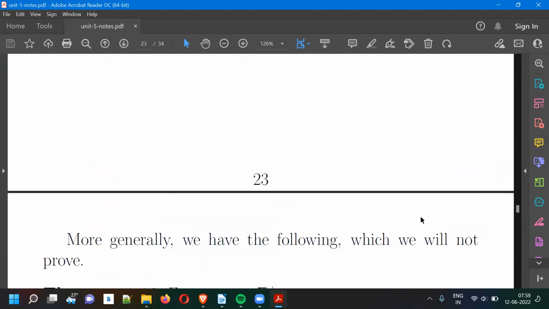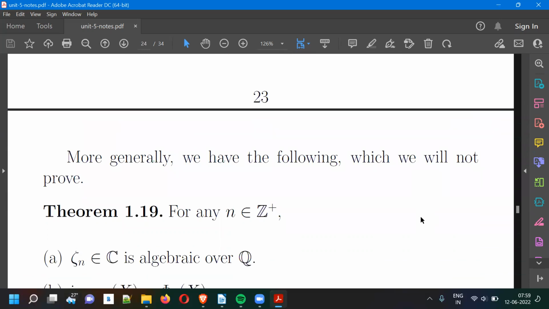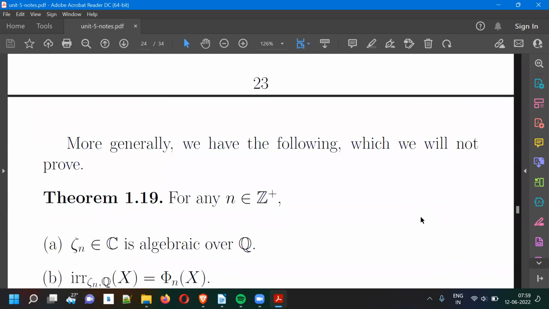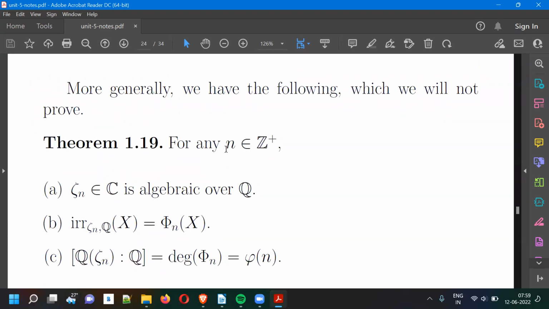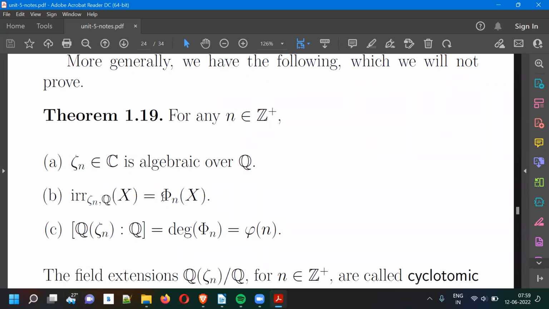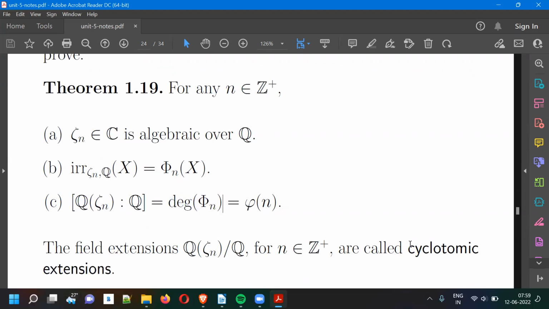So these are cyclotomic extensions. More generally, for any n, since we are not going to prove this, phi n of x is irreducible, it's an integer polynomial. So we get for any n, zeta n is algebraic over Q. The minimal polynomial of zeta n is in fact phi n of x. And the degree of Q(zeta n) over Q is the degree of phi n, which is the Euler's totient function, little phi of n. Okay.